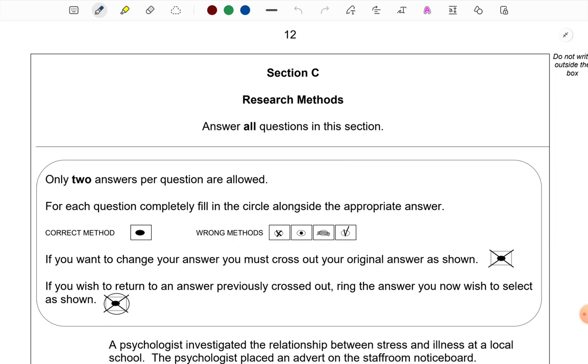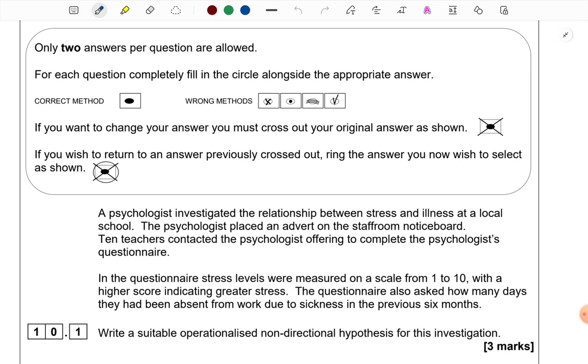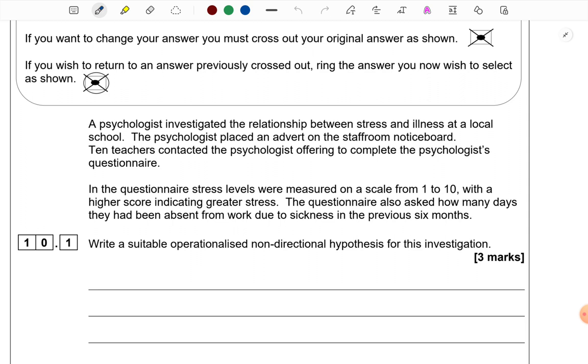So let us practice these questions, and this video should be helpful not only to AQA AS psychology students but also to students from other boards such as IB psychology, CIE or Edexcel. Research methods questions tend to be similar in all syllabi. Okay, let us begin. Here in section C, we have a scenario given to us.